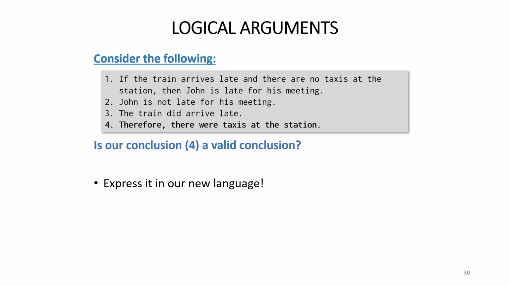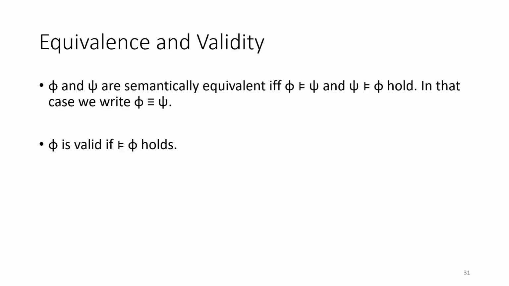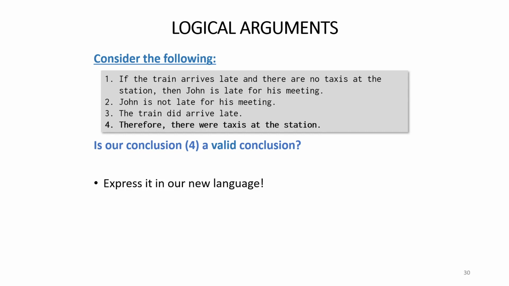Okay, so now let's look back at our example that we had in the last session. If the train arrives late and there are no taxis at the station, then John is late for his meeting, and John is late for his meeting, and the train did arrive late, and therefore there were taxis at the station. If we want to express this in propositional logic, we already did this last time. We basically assigned propositional variables: one for the train late, one for no taxi or taxi, and one for John. These were the three variables that we defined, and for each one we wrote a sentence here.